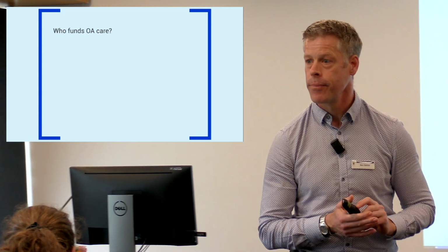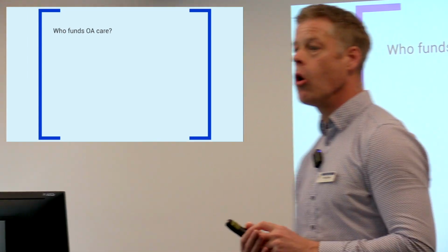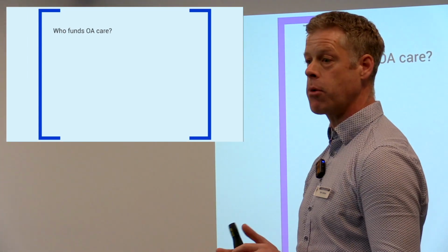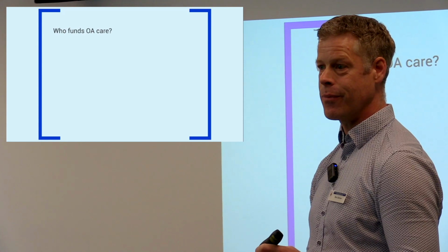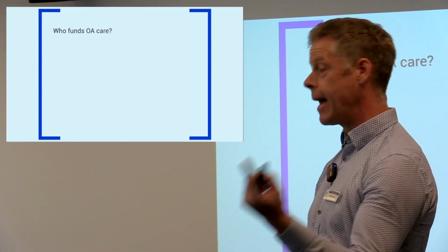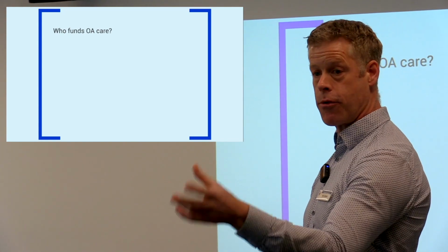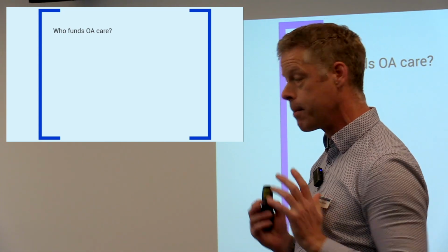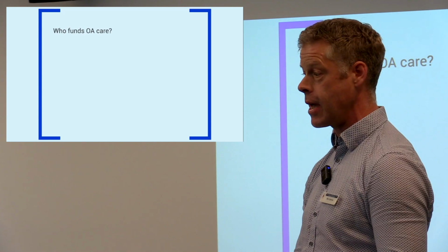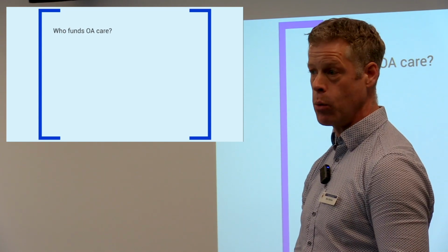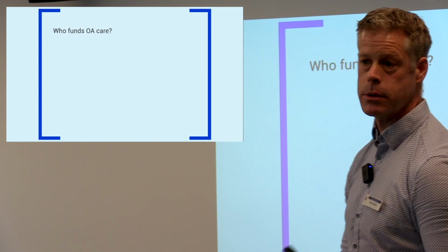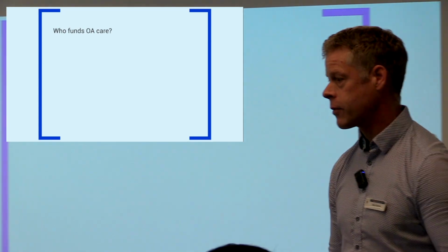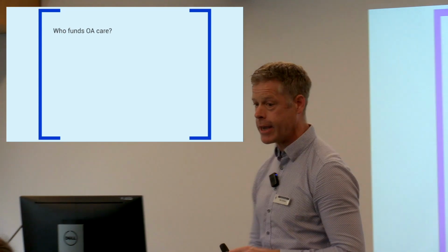Private healthcare. So, who pays for private healthcare? Yeah, so people pay for a lot, and that might be through having contributed to health insurance over time, or it might be their direct out-of-pocket expenditure when they need care. Who else? The public health system. Yeah, so Te Whatu Ora also funds OA care.